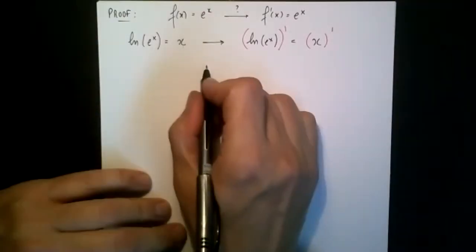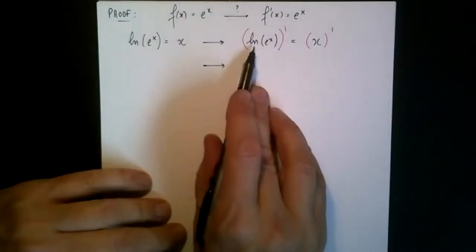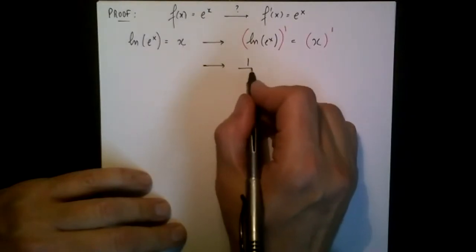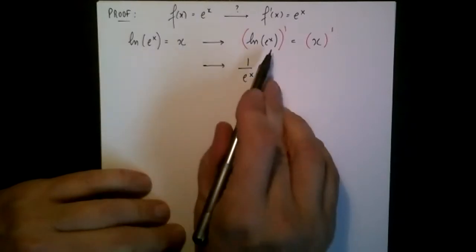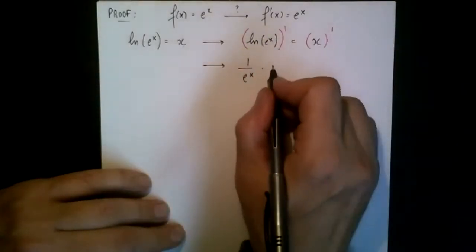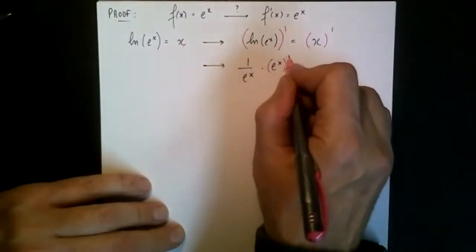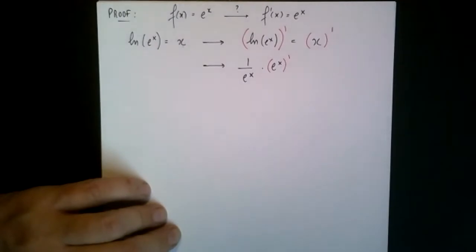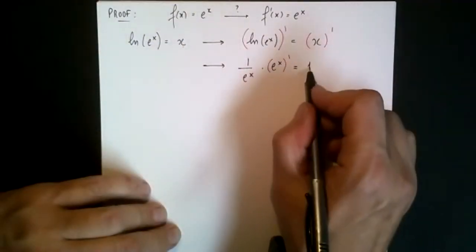Okay, now let's derive the rest of the left side. How do we find the derivative of this? Derivative of ln is 1 over e to the x times the derivative of the inside. True? Chain rule, right? And that's equal to the derivative of x, which is 1.